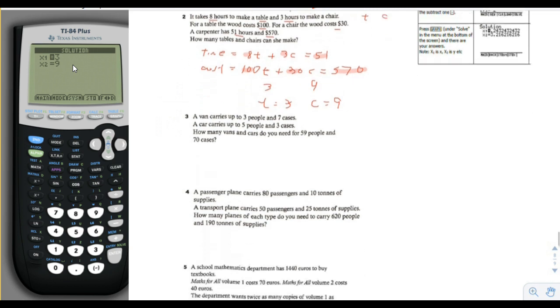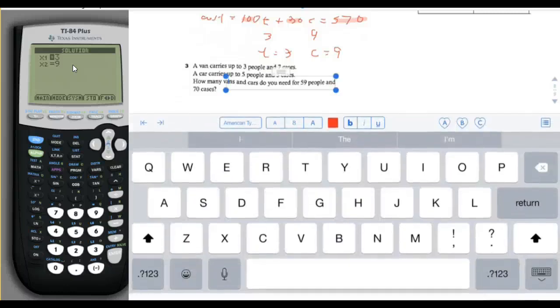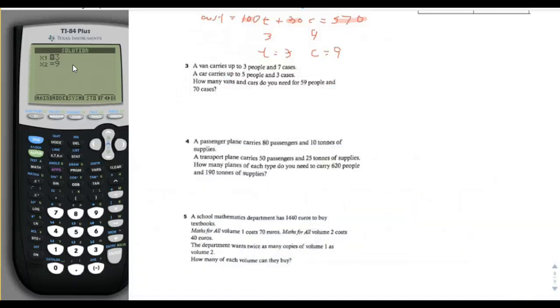Okay. Number 3. A van carries up to 3 people and 7 cases. A car carries up to 5 people and 3 cases. How many vans and cars do you need for 59 people and 70 cases? When it says how many vans and cars, you already know that the variables you're going to need are V and C, right?